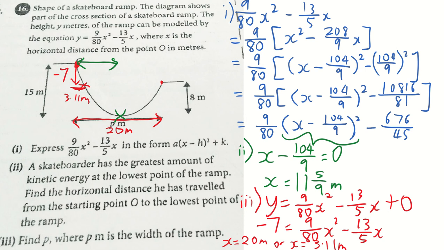So there are two values for P. It is when the vertical distance y, or the vertical height y, is -7 meters. So we are going to reject 3.11 meters, and therefore we will conclude that the answer for P in part 3 will be 20 meters.